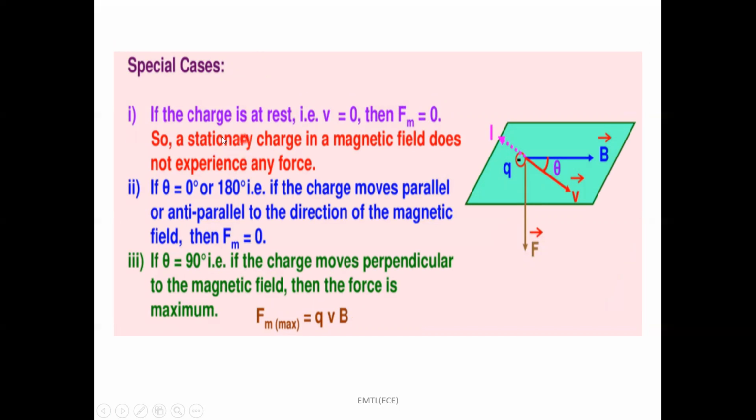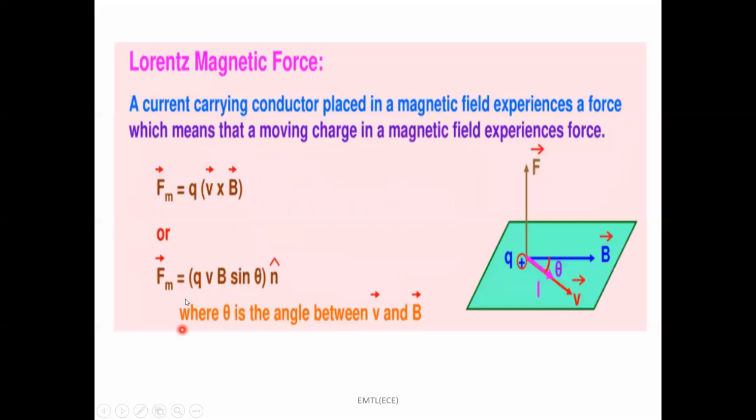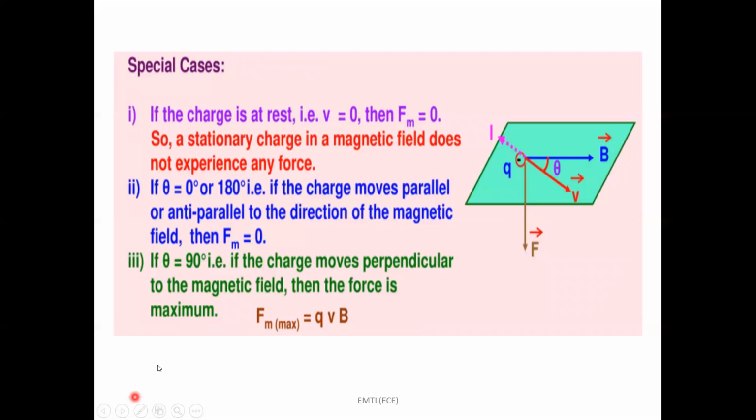The first case is if the charge is at rest, that means velocity is equal to 0. By substituting velocity equal to 0 in this expression, the magnetic force becomes 0. That means a stationary charge placed in a magnetic field does not experience any force.